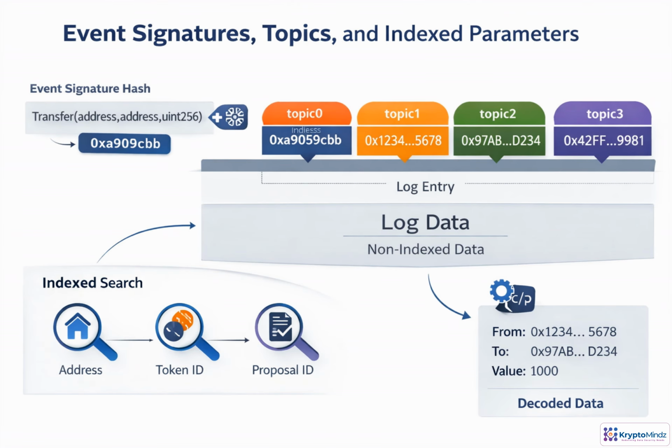An event log is designed for fast searching. First, the event declaration, such as Transfer(address, uint256), is hashed into an event signature. That hash usually becomes topic 0, which tells indexers what kind of event this is. Any parameters marked indexed become additional topics, so applications can filter by sender, receiver, token ID, or proposal ID. Values that are not indexed go into the data field, where they are decoded later using the contract ABI.